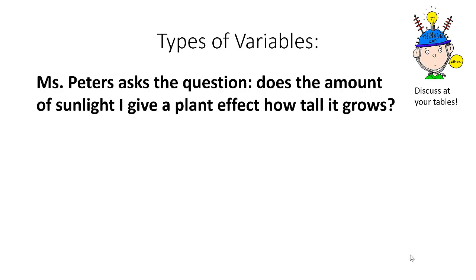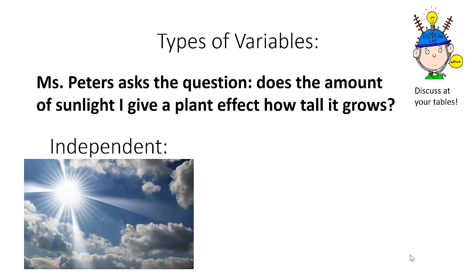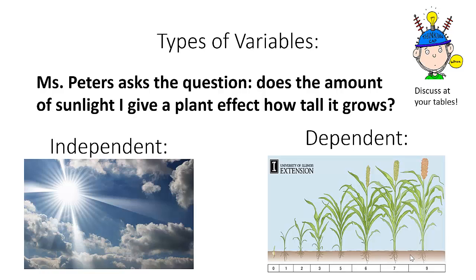Now we know the independent variable is the thing that Miss Peters is going to change, and in this case, it's the sunlight. The amount of sunlight she gives the plant is the only thing that she can change in this experiment. Now when it comes to the dependent variable, this is the thing that she has to measure. And in this case, it's how tall the plant will grow.